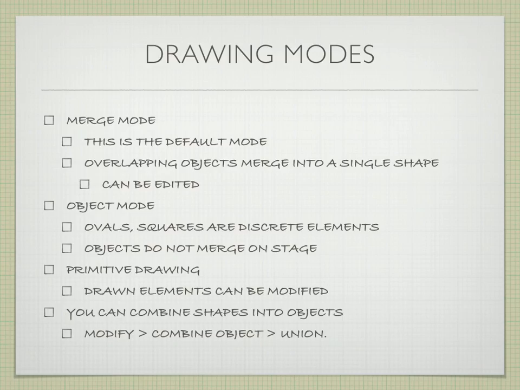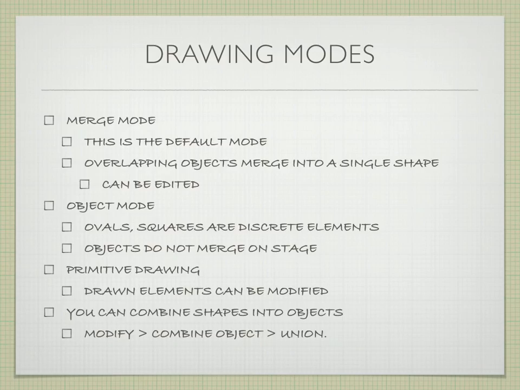There's a third mode called primitive drawing mode. Primitive drawing mode is activated when you use the rectangle primitive or the oval primitive drawing tools. Those are hidden underneath the menu on the tools panel, underneath the rectangle or the oval tool. In this mode, elements are discrete objects, but you can modify corner angles or inner radiuses or have a little more control.